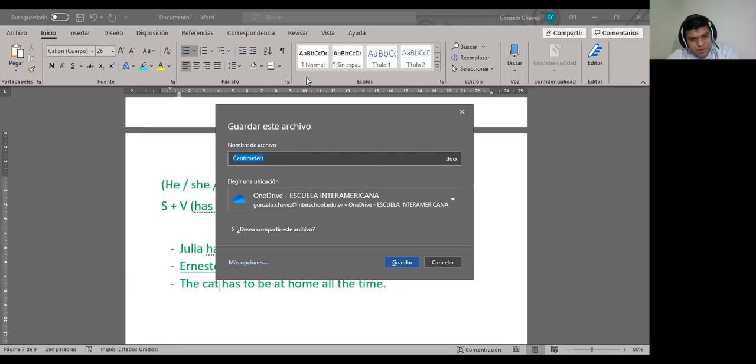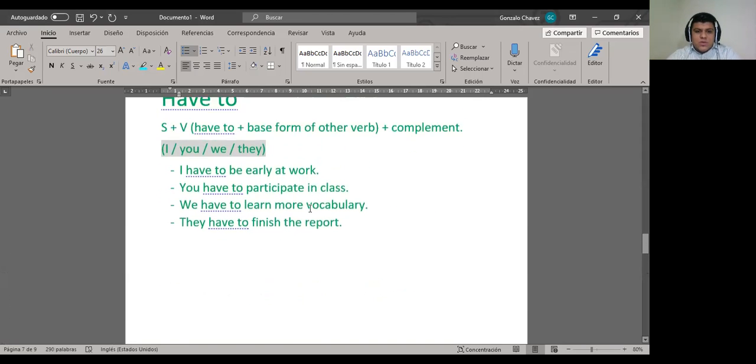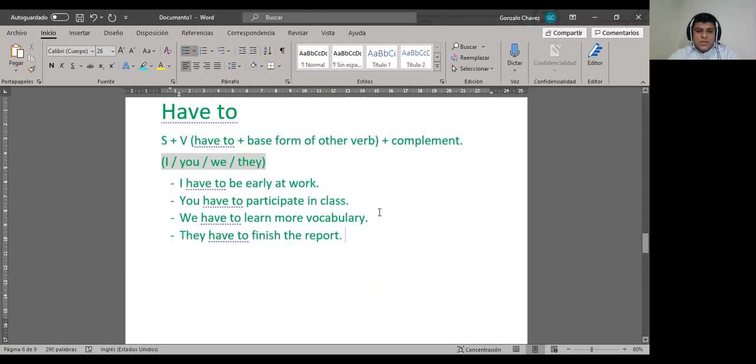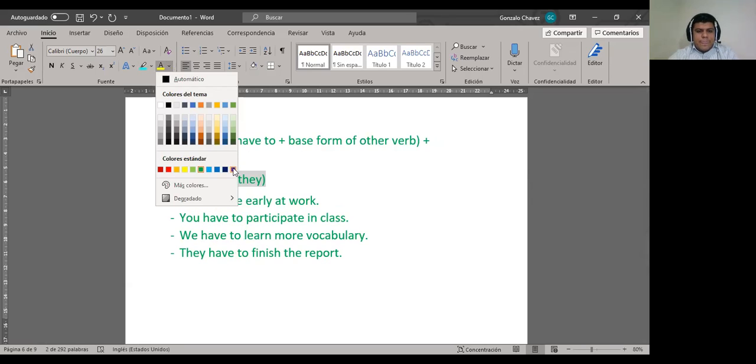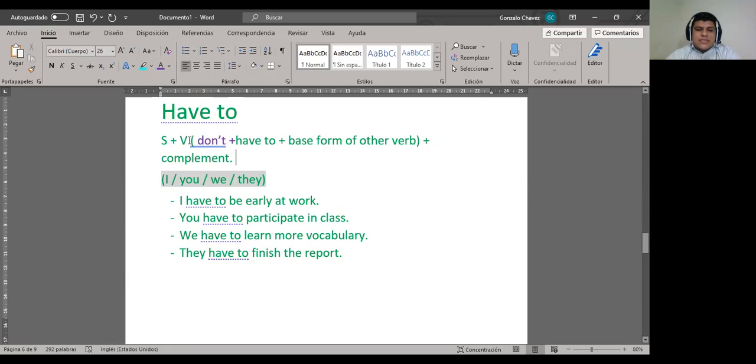Going over the negatives, for this one, you go like this. The negative for this one is don't, right? And in this one, we include the particle don't at this part. Don't have to. Subject, the verb, and in the verb part, we have don't, have to, and the base form of the other verb. That means that in this one, you say, I have to be early at work. And you make the negative. I don't have to be early at work.